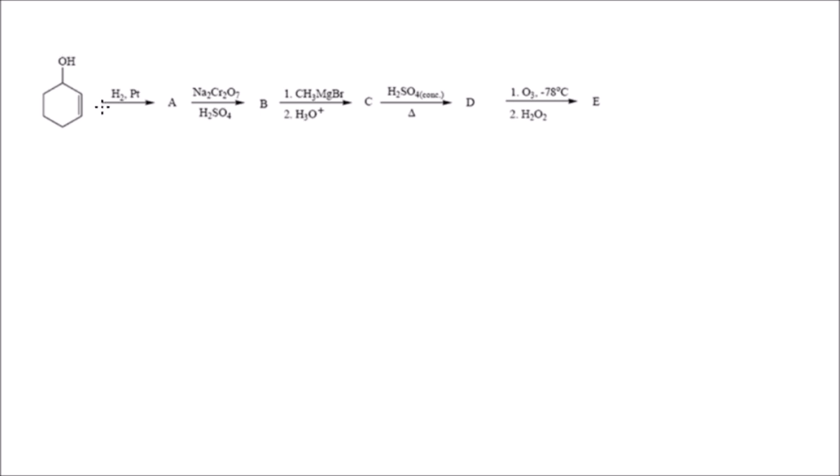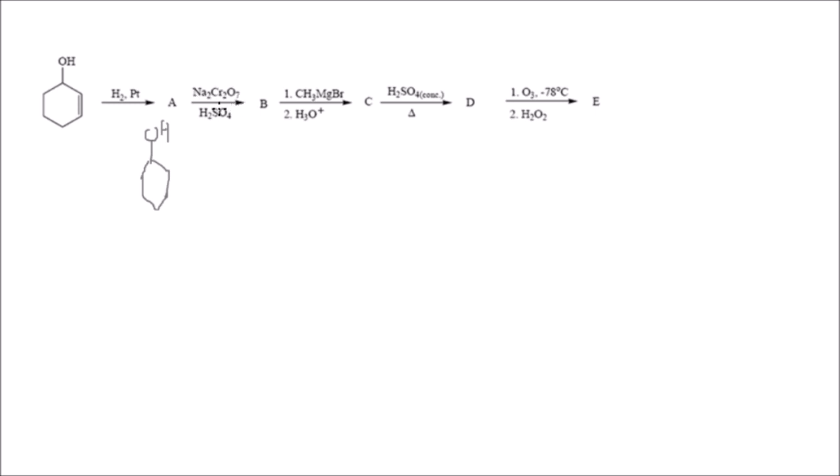Okay, so in the end we have H2 with a catalyst. So a hydrogenation reaction which removes the double bond. So A should be exactly the same thing, except without the double bond. So we just remove this, okay?